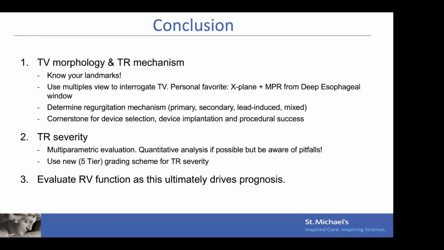And then with respect to TR severity, multiparametric evaluation is definitely necessary. Quantitative analysis, if possible, but be aware of the pitfalls. So integrate multiple parameters to make your final determination. I would use the 5-tier grading scheme for TR severity, but be aware that this has not been strongly validated, so keep an eye on the literature. Maybe these boundaries that have been set now for severe, massive, and torrential might change in the future based on more data that will become available. And then finally, don't forget to evaluate your RV function, as this will ultimately drive prognosis of our patients with TR. Thank you.